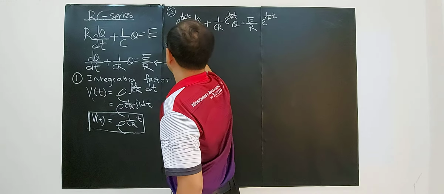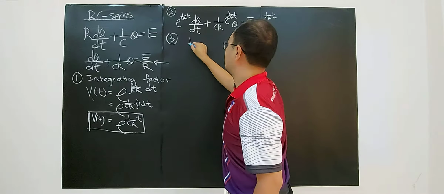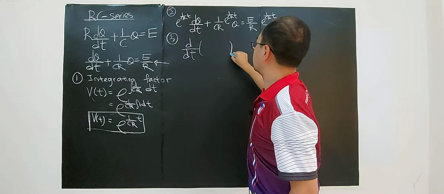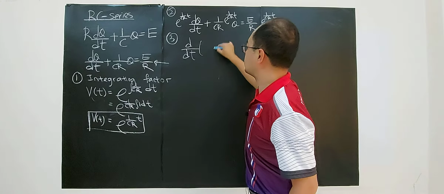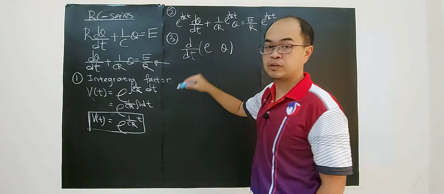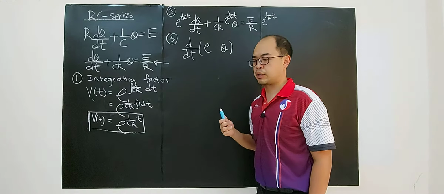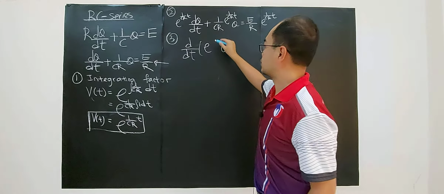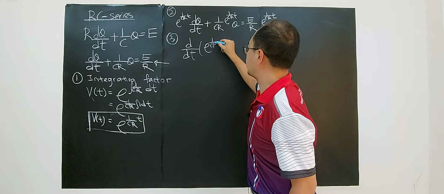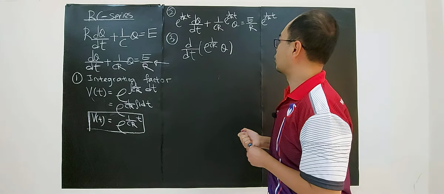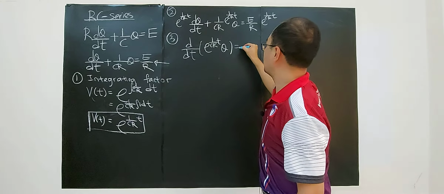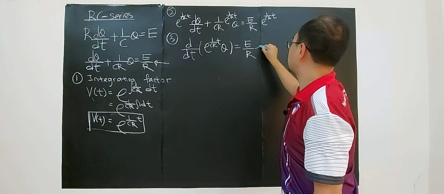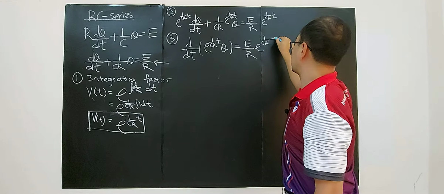Your third step will be to write this in the differential of the product form, which is d dt of Q times your integrating factor. Please refer to the video where I solved the first order linear differential equation. So this is the method. So 1 over CR, e to the t over CR, is equal to the right hand side, E over R e to the t over CR.